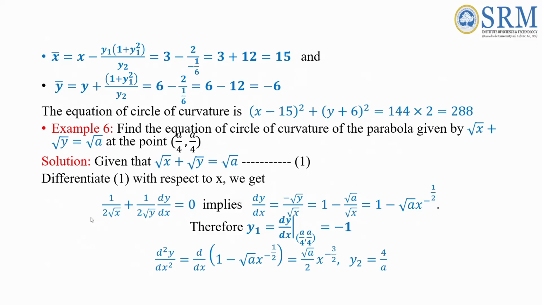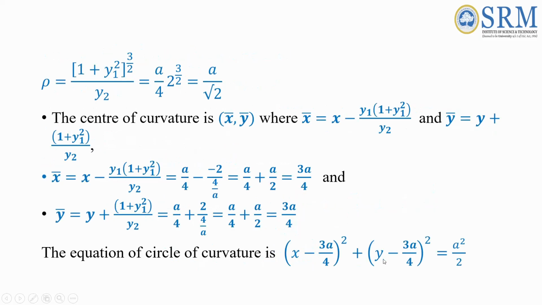See, therefore dy by dx equal to minus root a into x to the power minus 1 by 2. After replacing x equal to a by 4 and y equal to a by 4, we are getting y1 equal to minus 1. To find the value of y2, you differentiate again with respect to x, that gives d square y by dx square equal to root a by 2 into x to the power minus 3 by 2. After replacing x equal to a by 4 and y equal to a by 4, we are getting y2 equal to 4 by a. Now replace the value of y1 and y2 in the rho formula, that gives the value of rho equal to a by root 2.